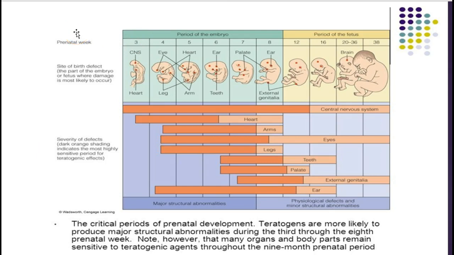This photo shows an illustration of what are called sensitive or critical periods during development. This is the period of time in which, if the mother is exposed to teratogens, which are substances that can harm the developing fetus, it can cause a lot of structural abnormalities during the 3rd through the 8th week of prenatal development. Of course, many of the organs and body parts are very sensitive to teratogenic agents throughout the 9-month period of development. So it's very important that the mother is very careful about what she ingests during pregnancy.